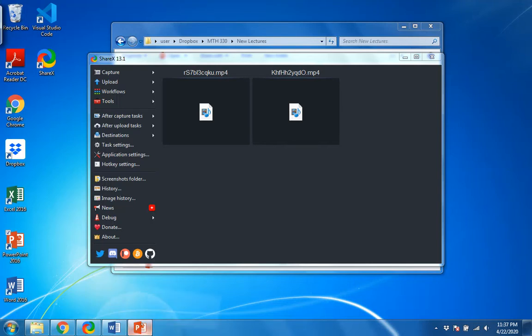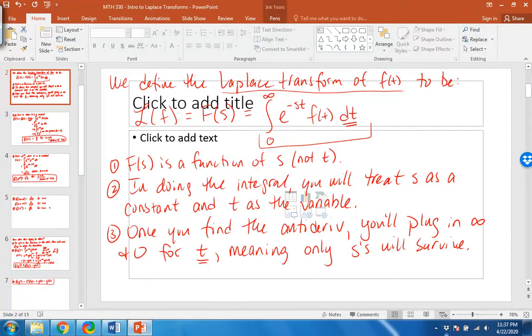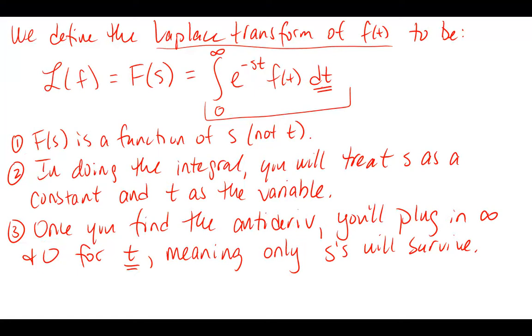Okay, so welcome back to our second video in the Laplace transform unit, where we will finally get to see how this is going to be useful for solving ODEs, which we'll do a couple examples of in this video and some more next week.